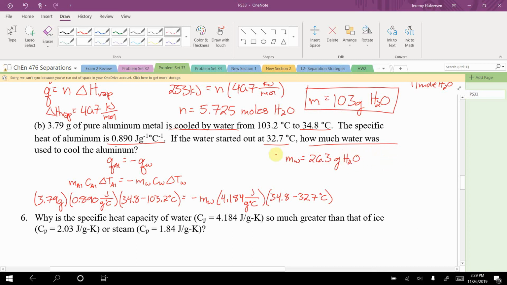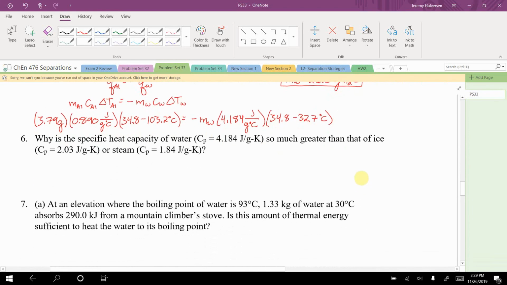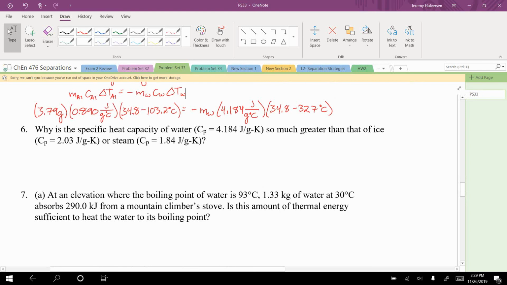Now, there's a good chance that you do this problem and you get negative 26.3 grams. It can mean a few things. It can mean that you forgot that negative sign right there. And remember, I could put that negative sign on either side. It could also mean that you switched one of your final minus initial temperatures to an initial minus final. But hopefully you recognize that negative 26.3 grams doesn't make any sense, so you should check your math, and then you should use a positive value. All right.